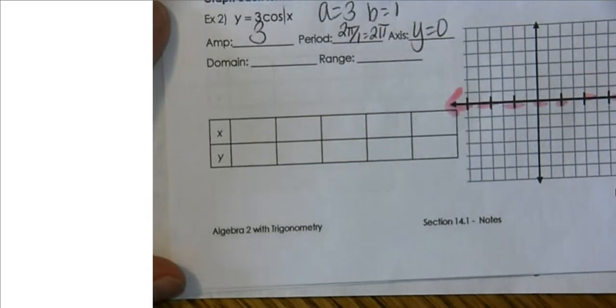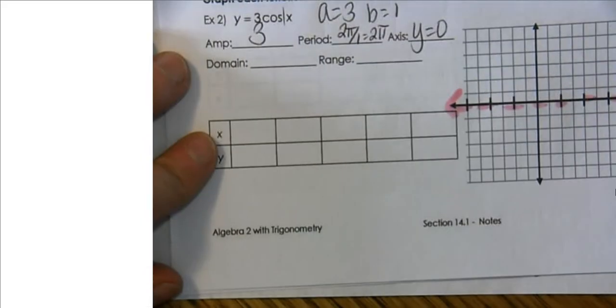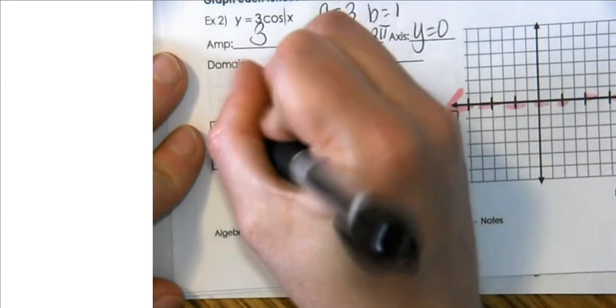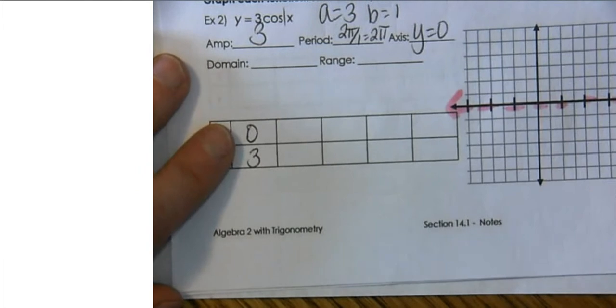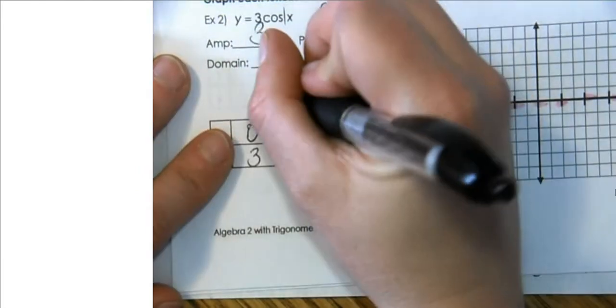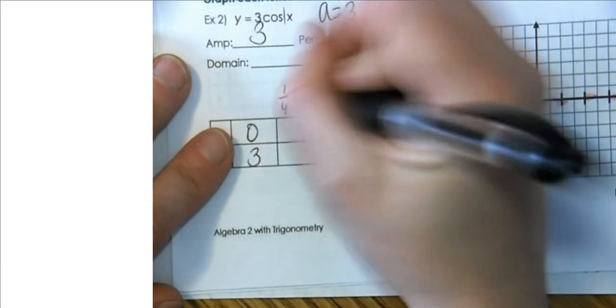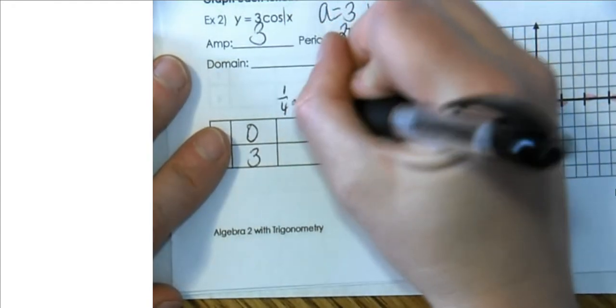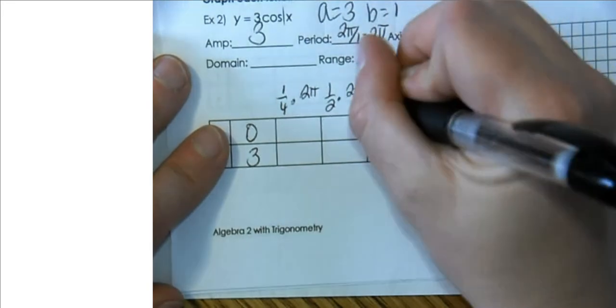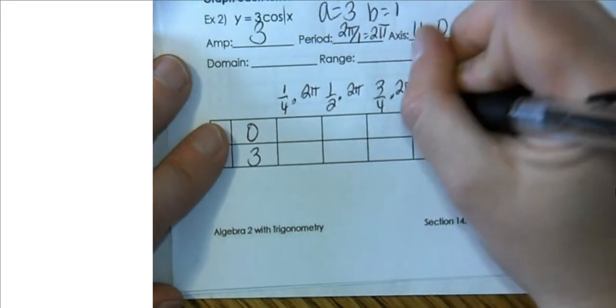So my x values, remember that this is cosine. So cosine starts at 0, 3, your A value. And my x values are going to be 1/4 times my period, which is 2 pi, 1/2 times 2 pi, 3/4 times 2 pi, and 1 times 2 pi.